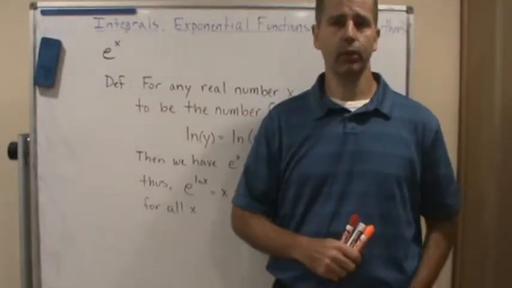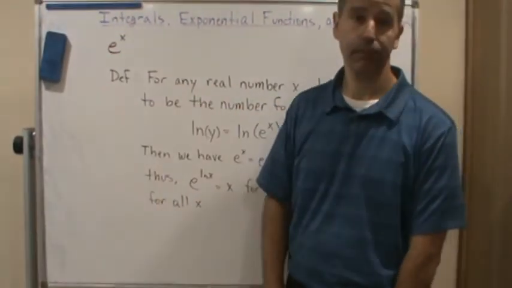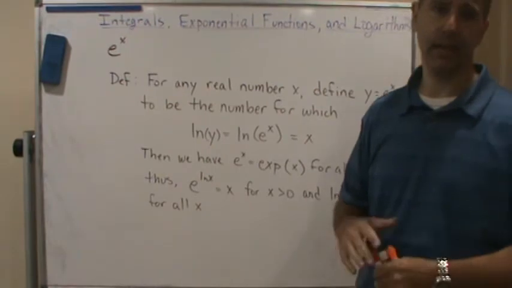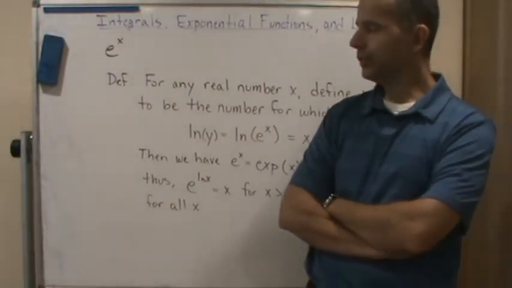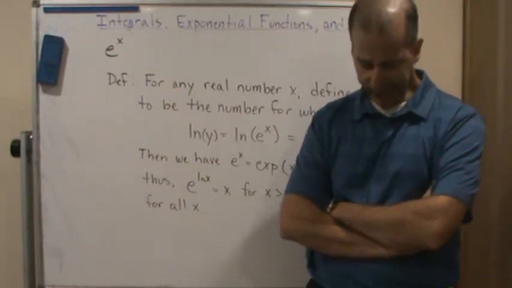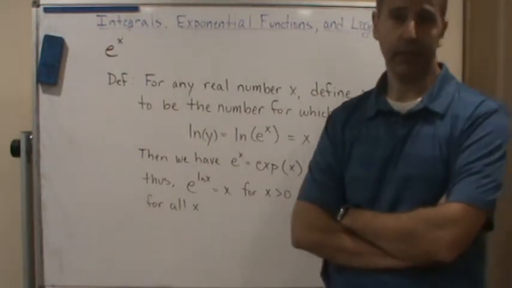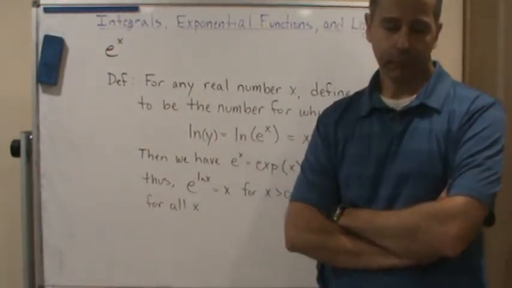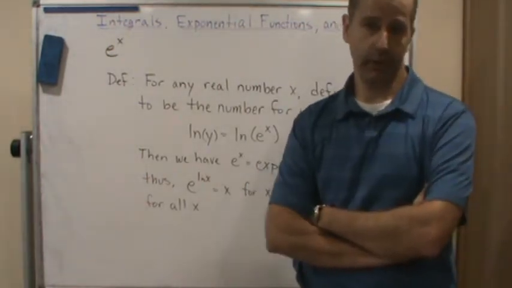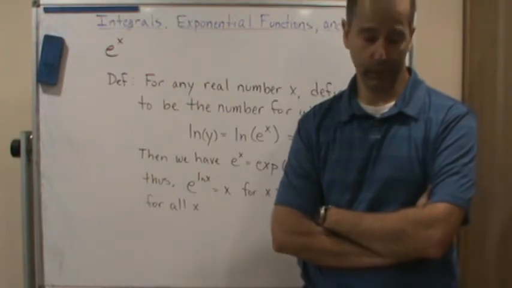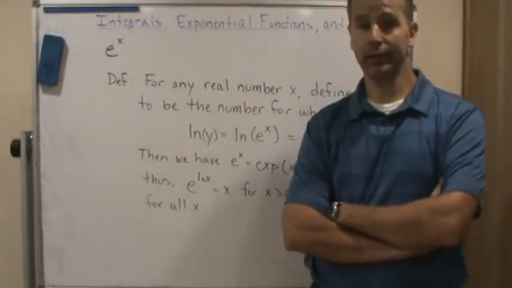Okay, so in this video we turn our attention to e to the x. e to the x is an exponential function in x, and so we want to define another function, an inverse function, because we know that the natural logarithm function is a one-to-one function. It's an increasing function over the domain, so it is one-to-one, and therefore an inverse exists.